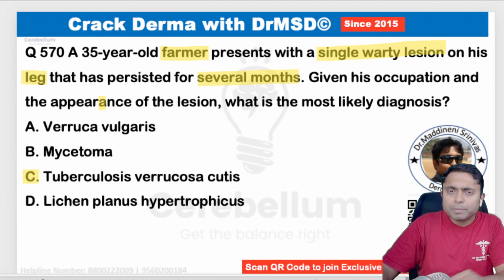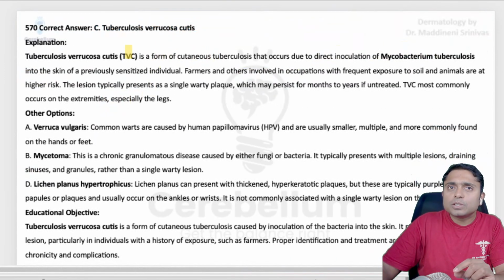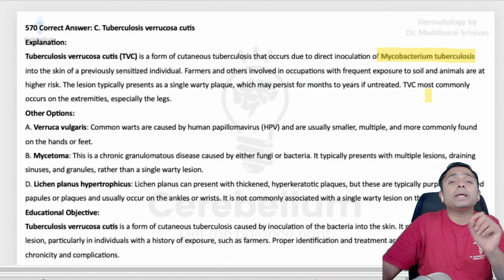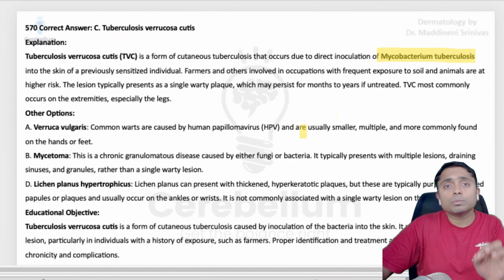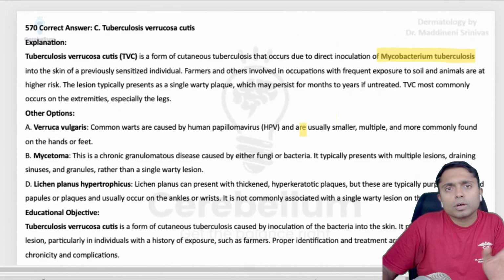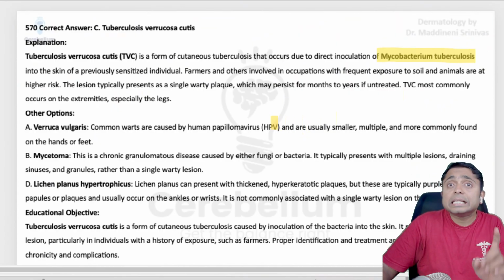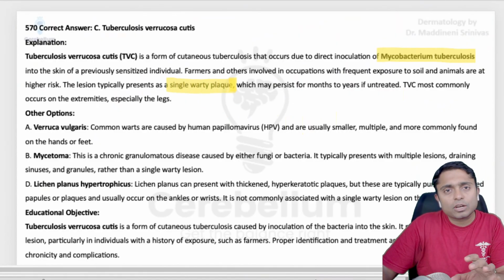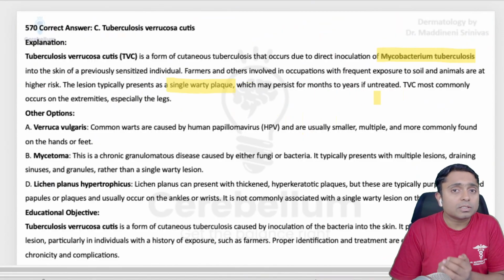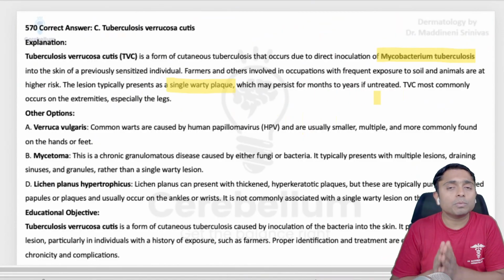So why is TBVC the correct answer? Please look at this explanation. Whenever there is a farmer, there is a high likelihood of coming in contact with M tuberculosis through the soil, the fecal matter of the animals or the humans. And this is going to get inoculated, and this will manifest in the form of a single warty plaque wherever it gets inoculated. So that is the reason why the correct answer for this question is TBVC, tuberculosis verrucosa cutis.